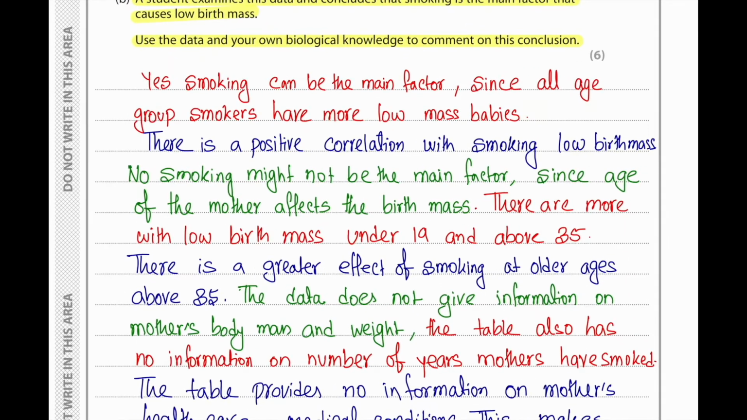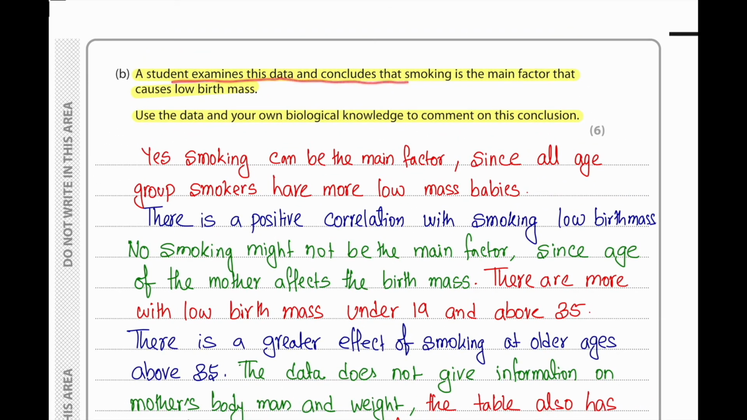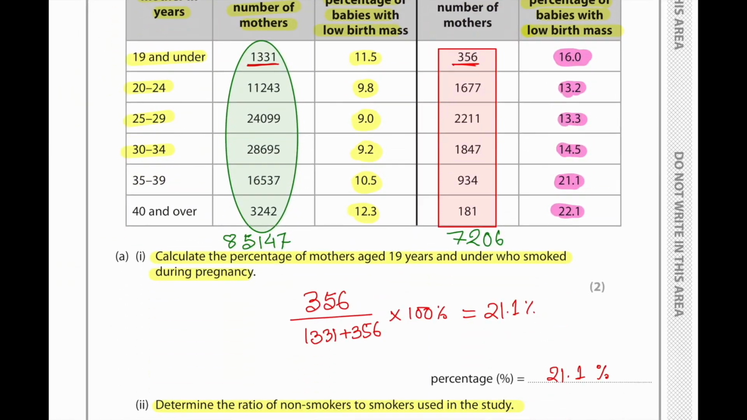So, guys, the question was: a student examines this data and concludes that smoking is the main factor that causes low birth mass. Use the data and your own biological knowledge to comment on this conclusion. If we look at this data, we can see the number of non-smoker mothers is far higher than that of the mothers who smoke. However, for non-smoker mothers, the percentage of babies with low birth mass in every age group is lower than with smoker mothers, where the percentage is higher.